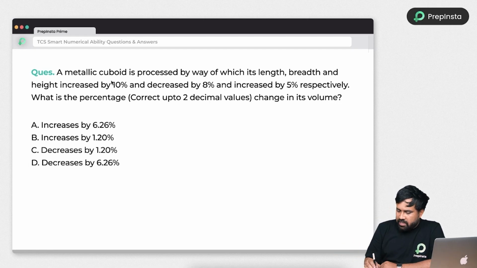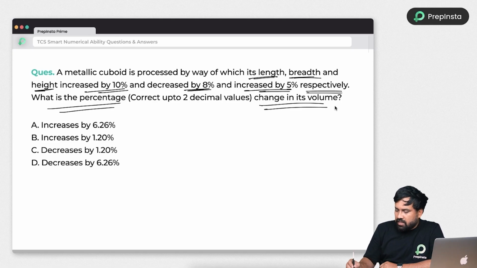That is, a metallic cuboid is processed by way of which its length, breadth and height are increased by 10%, decreased by 8%, and increased by 5% respectively. What is the percentage change in its volume? Correct up to 2 decimal values.